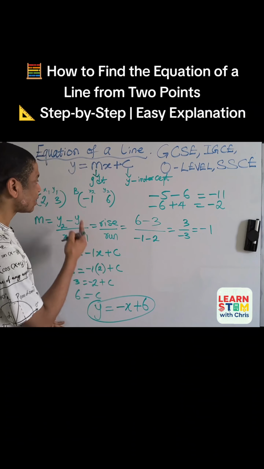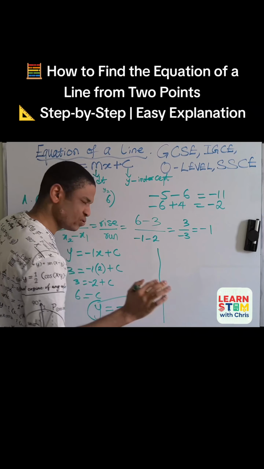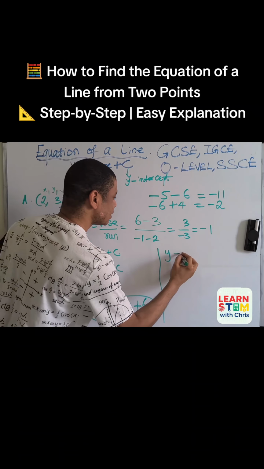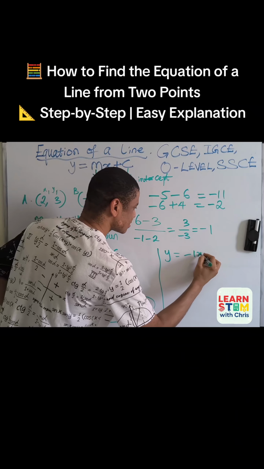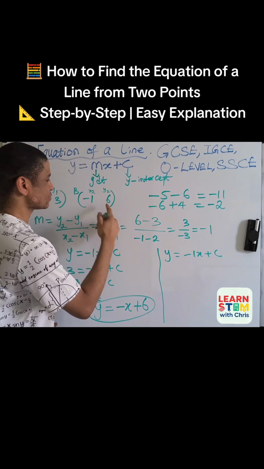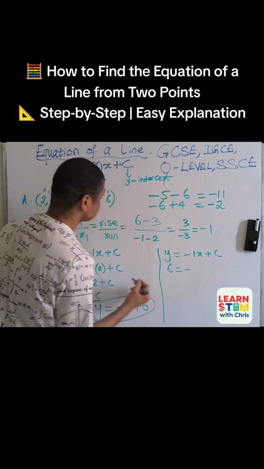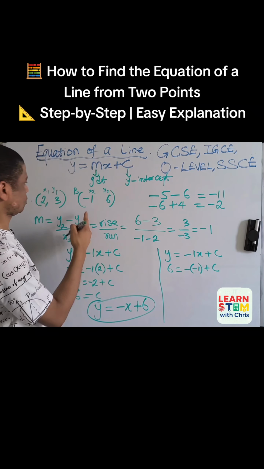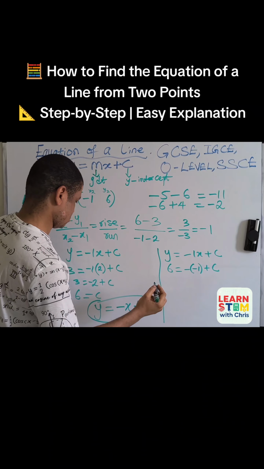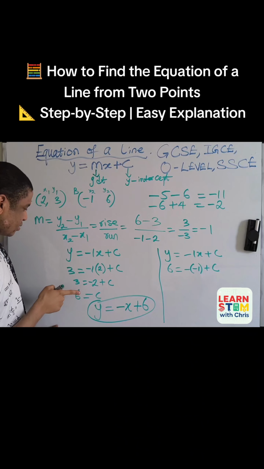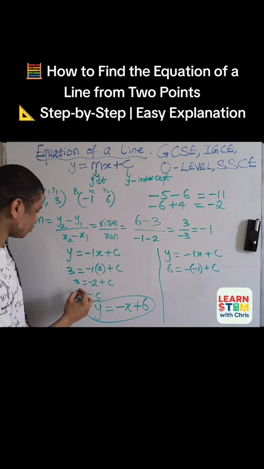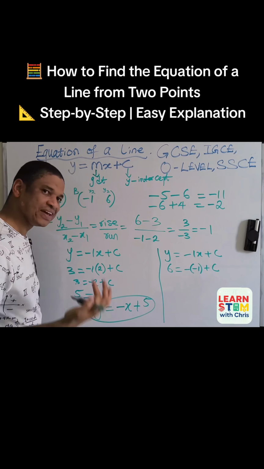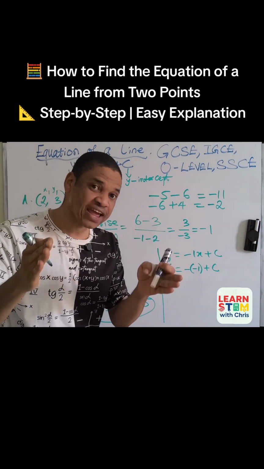Now let me use the second point. Let's see if we are correct. I always like to check my workings. So y is -1x plus c, so 6 equals -1 times -1 plus c. So this will give me, oh my God, this is 1. Yeah, you see, that's why we always like to check. I was multiplying them wrongly. Even I can make a mistake. That's why you should always check your answer.